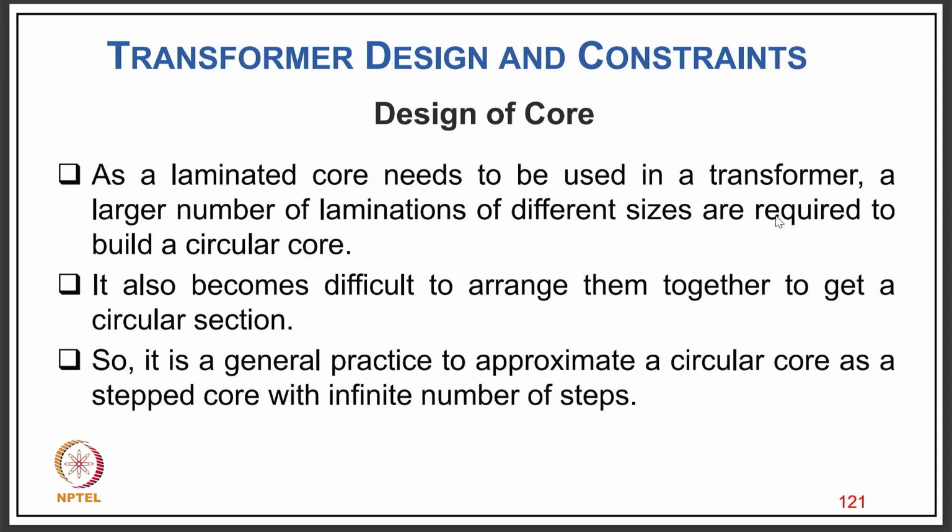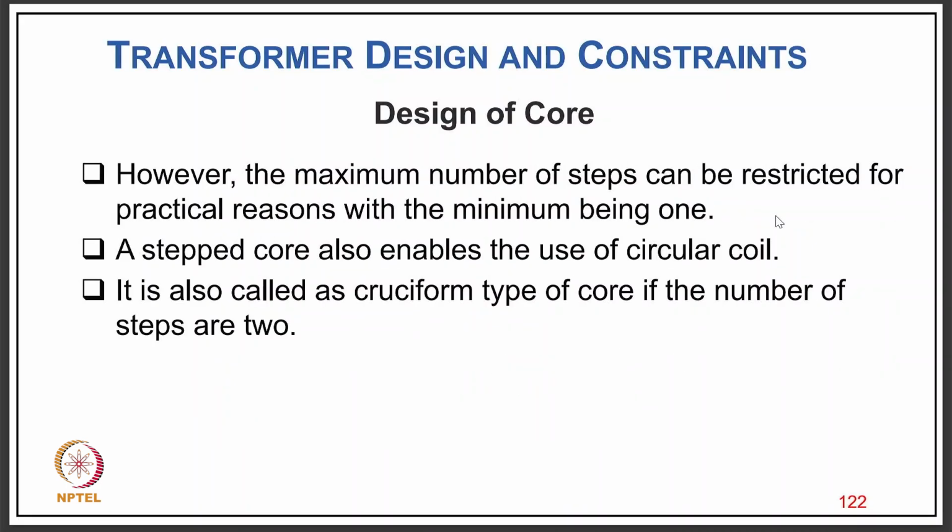Now coming to the design of the core. As the laminated core needs to be used in a transformer, a large number of laminations of different sizes are required to build a circular core. It also becomes difficult to arrange them together to get a circular section. So it is general practice to approximate a circular core as a stepped core with an infinite number of steps. However, the maximum number of steps can be restricted for practical reasons, with the minimum being 1. A stepped core also enables the use of circular coils, and is also called a cruciform type of core if the number of steps is 2.